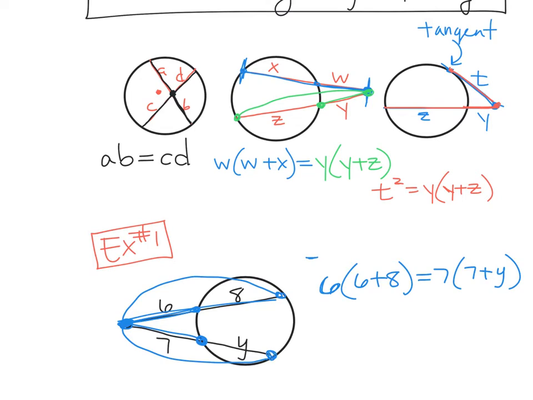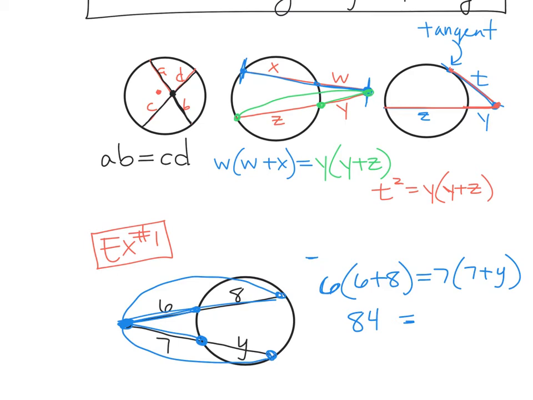So you're going to go 6 times 14 is 84. So 84 on the left. And don't think you have to distribute that, right? Just plug it into your calculator. 6 times 14, or 6 parentheses, 6 plus 8. Keep it simple. Equals 7 times 7 plus Y.